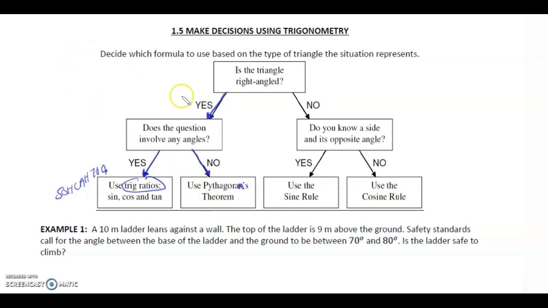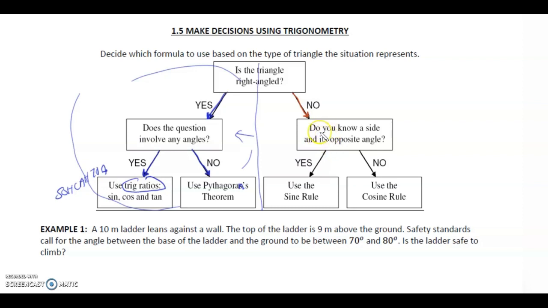Okay, so that's one situation. Right angled would be over here. Now, is the triangle right angled? If it's not, then we have to see whether we use sine law or cosine law.